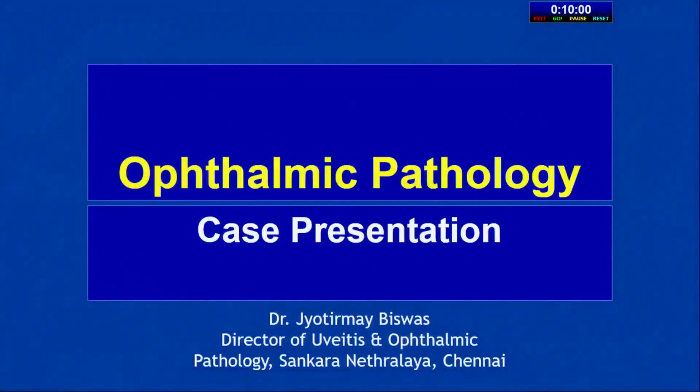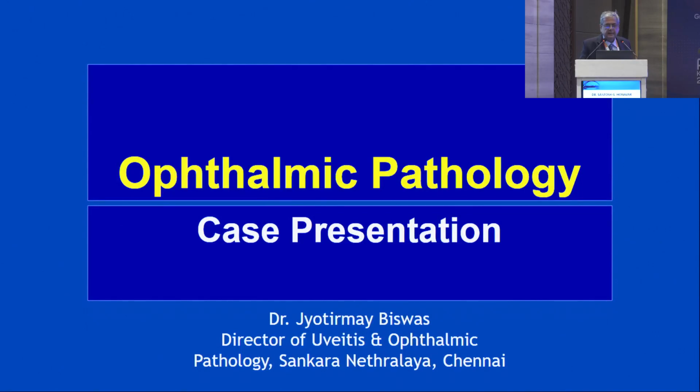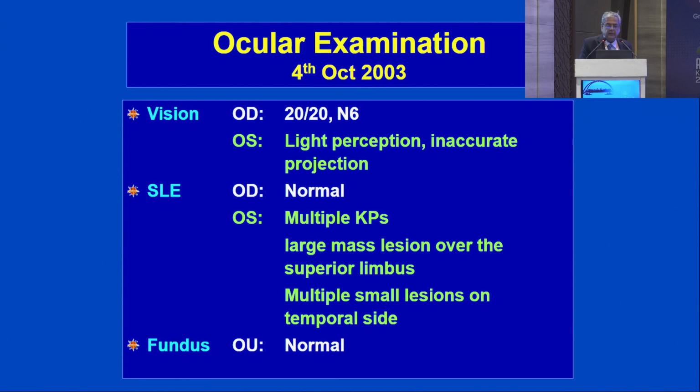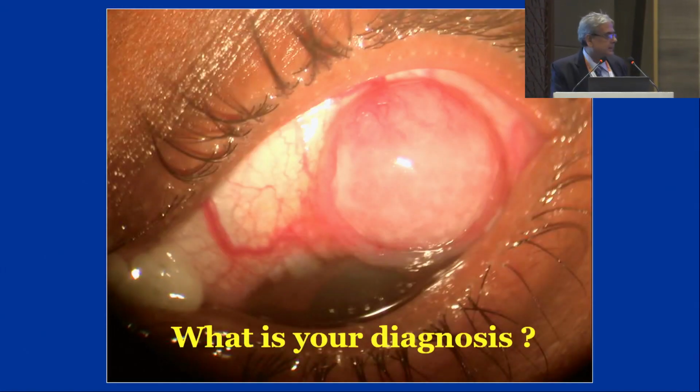I'll take 3 minutes only. This is a case presentation, a very interesting case. A 26-year-old female, history of swelling in the left eye for 1.5 months, marked dimness of vision for 7 days. Referred by a local ophthalmologist as a squamous cell carcinoma of the conjunctiva. Right eye was normal, and left eye had light perception, inaccurate projections, multiple mutton-fat KPs, and a large mass lesion over the superior limbus. And this is the mass lesion.